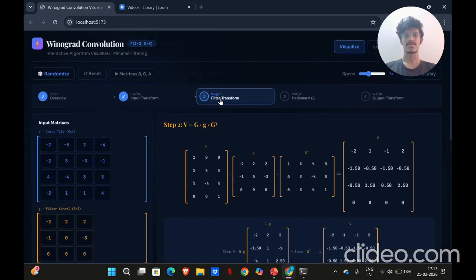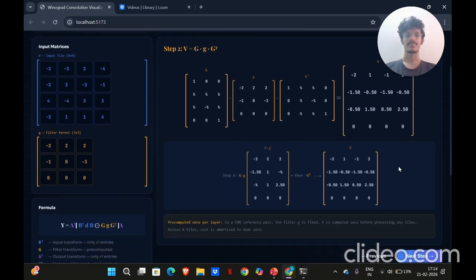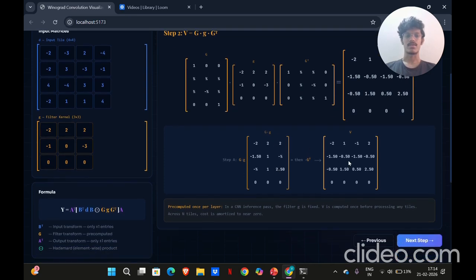The next step is the filter transform. We can see the 4 steps over here: the input transform, the filter transform, the Hadamard, which is basically, as explained, the element-wise multiplication, and the output transform. In the second step, we can see the calculation of matrix V using the G matrix, multiplying with the kernel and with its transpose to get the G dot product, and then we finally obtain V.